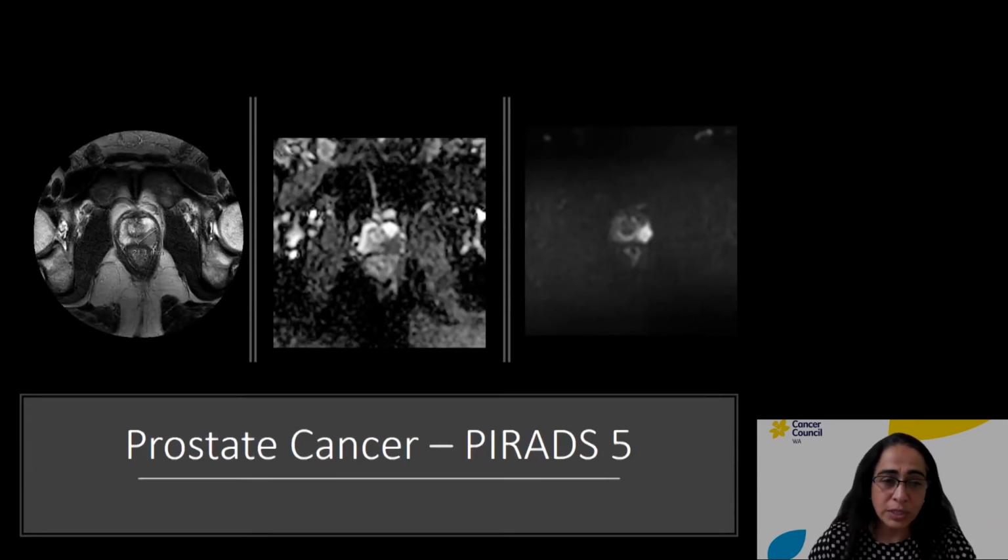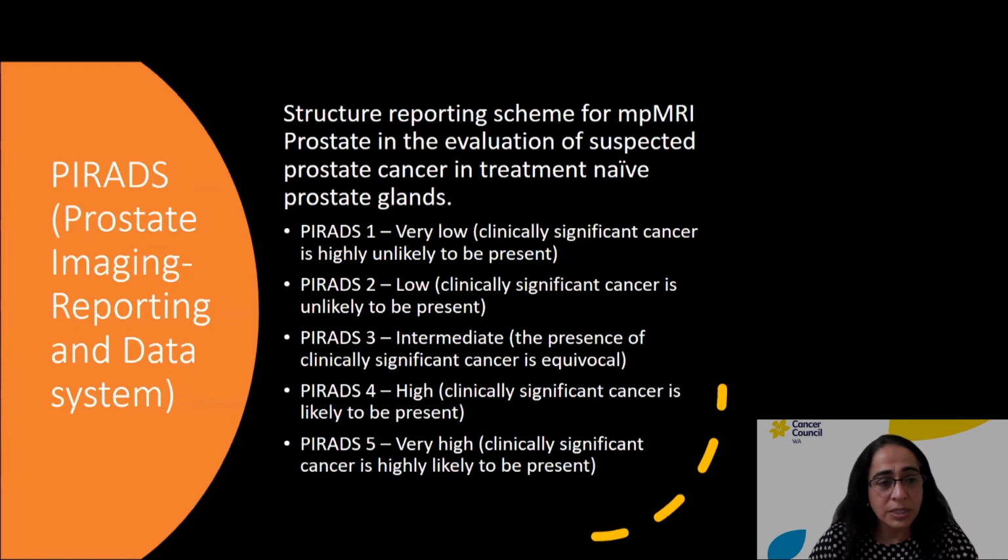Now, one of the questions sometimes I get asked is, what is PI-RADS? PI-RADS is essentially the Prostate Imaging Reporting and Data System to standardize reporting of multiparametric MRI prostates, and lesions are graded 1 to 5. 1 to 2 meaning very low or low risk of malignancy. Lesions characterized as 4 to 5 have a high to very high risk of malignancy, and PI-RADS 3 an intermediate risk.